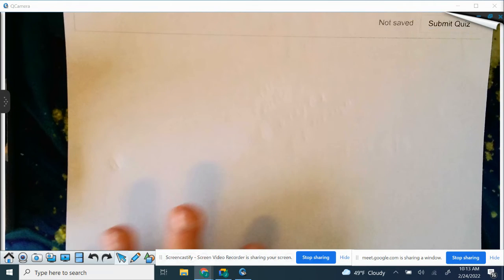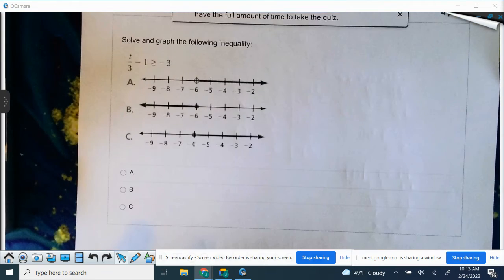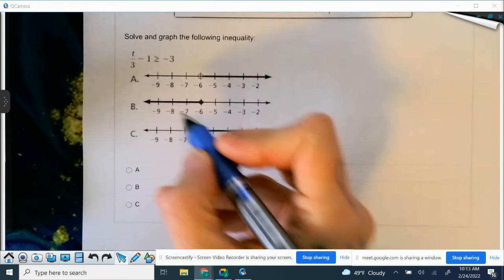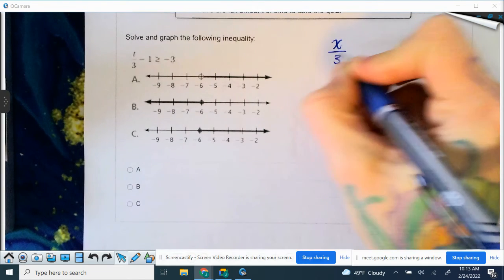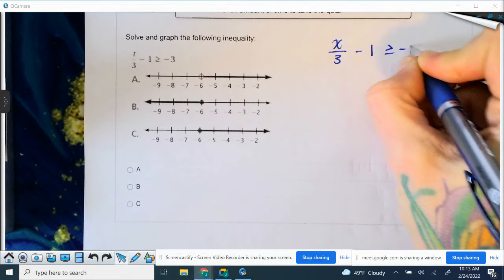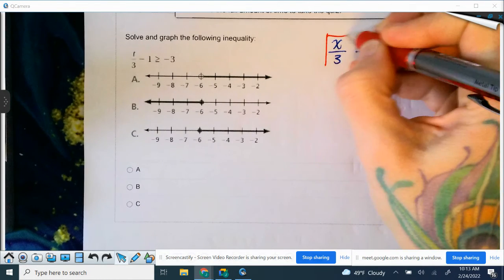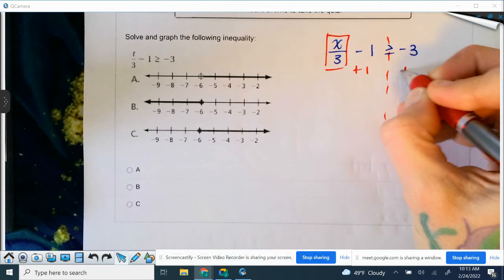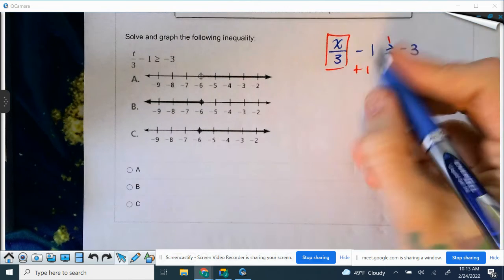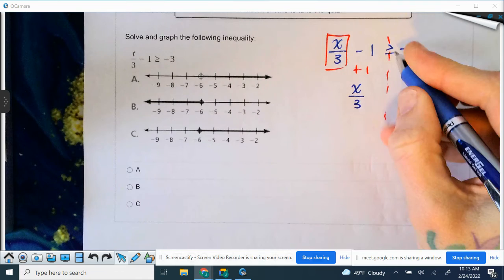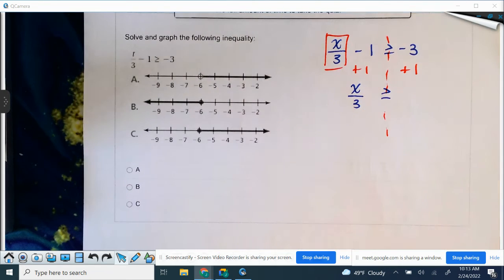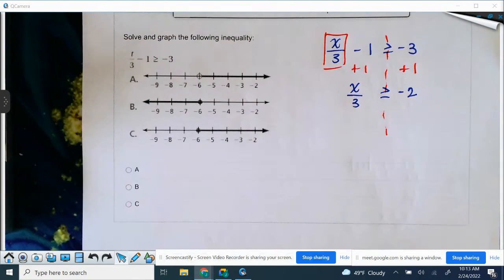All right, una más. Solve and graph the following inequality. So I have x over 3 minus 1 is greater than or equal to negative 3. Just like our regular equations, I'm going to add one to both sides. So at the moment, I'm putting my inequality on pause as far as my brain's concerned. I just need to get x by itself first.